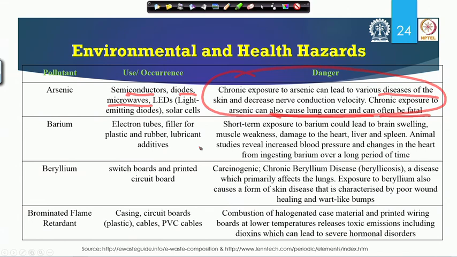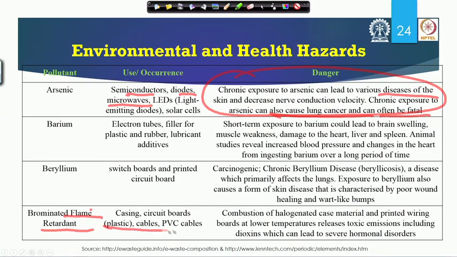When it starts getting hot, if there is a trigger of any kind of short circuit or anything happening, it may catch fire. To prevent that, we use brominated flame retardants. As you can see, it retards the flame, so you are not letting the flame propagate. That's why it's a brominated flame retardant. Bromine is a halogenated compound, used in casings, circuit boards, cables, PVC cables.